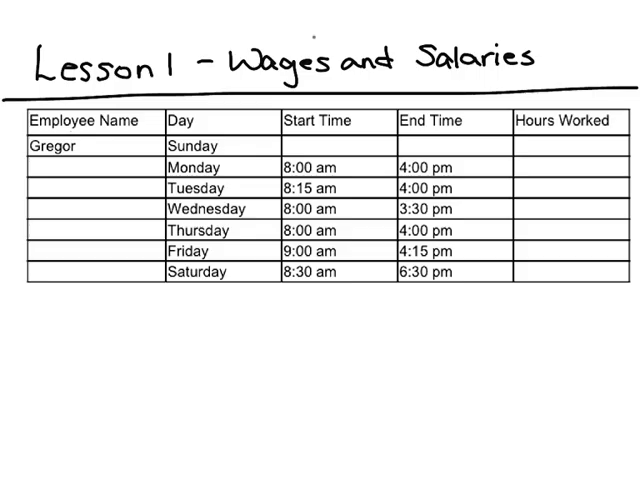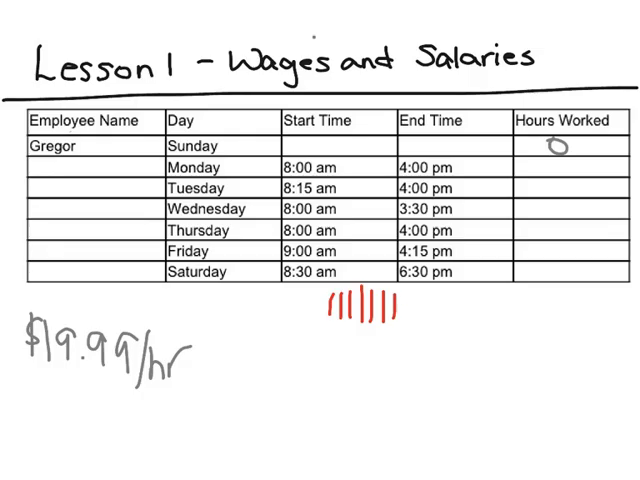Okay, Gregor works for a company and he earns $19.99 per hour. We need to find out how many hours he worked this week to figure out how to pay him. For Sunday, he worked 0 hours. For Monday, he worked from 8 till 9, till 10, till 11, till 12, till 1, till 2, till 3, till 4. So that's an 8-hour shift. And don't feel silly if you count them out on your fingers, because it kind of helps sometimes so that you get the right hours.